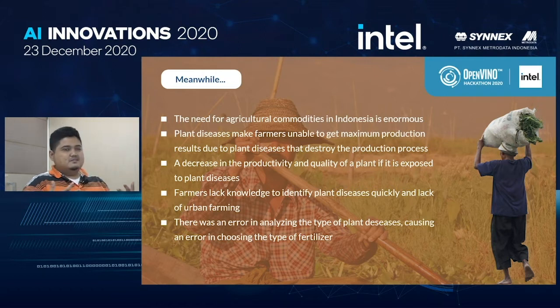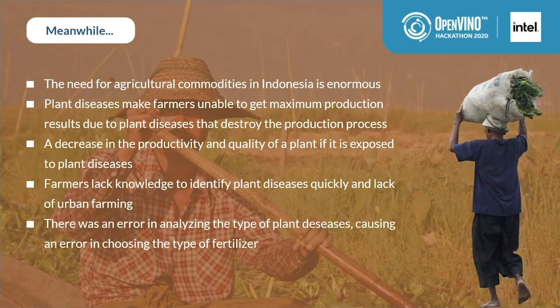Because of the production process like that, the productivity and quality of the plant decrease if it is exposed to plant disease. On the other side, farmers lack knowledge to identify plant disease quickly, and lack urban farming, because many farmers in Jogja and Central Java are uneducated about agriculture. They didn't know what was attacking their field, so it becomes a major part of decreasing the productivity of the field, and it will reduce the productivity of the farmers.